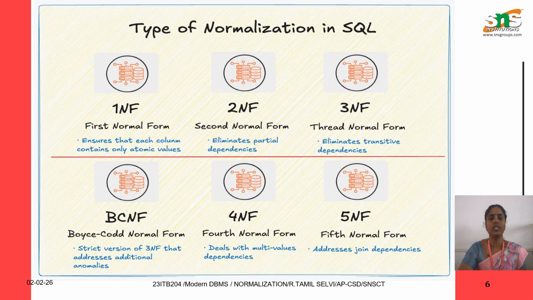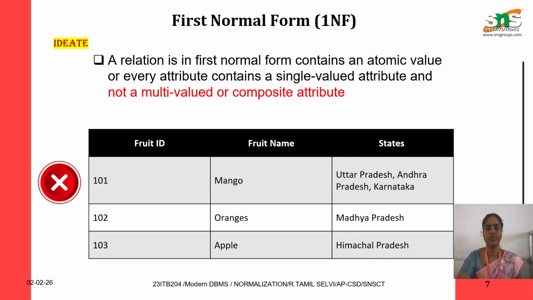As I told you earlier, the first normal form ensures each column contains only atomic values, and the second normal form eliminates partial dependency. The third normal form eliminates transitive dependency, and Boyce-Codd normal form is the stricter version of 3NF that addresses additional anomalies. The fourth normal form deals with multi-valued dependency, and the fifth normal form addresses join dependency. Let's see with examples one by one.